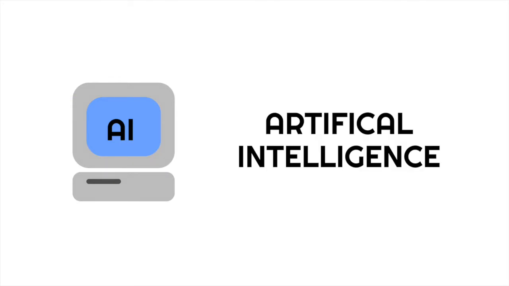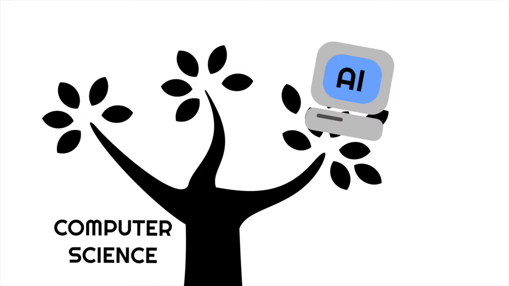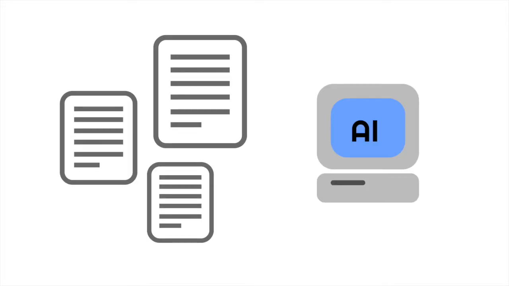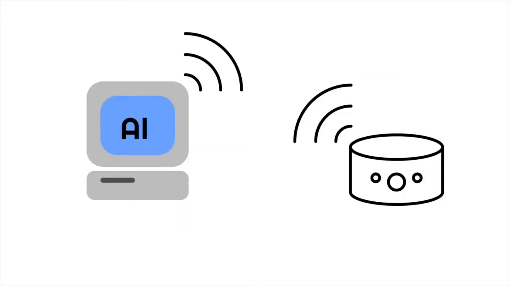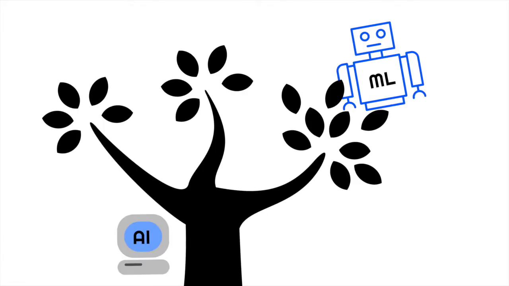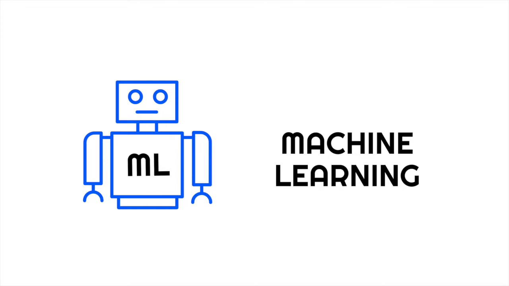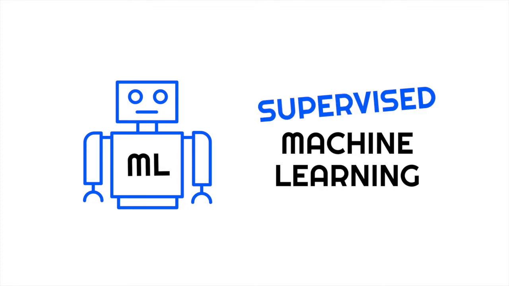So what is AI? AI, or artificial intelligence, is a branch of computer science. It uses datasets to train computers to perform intelligent behaviors. An example of intelligent behavior would be the ability to hold conversations. If you've ever used Siri or Alexa, you've experienced interacting with AI. One of the types of AI is machine learning. There's a whole lot to learn about machine learning, but for the purposes of this quick course, we're going to focus on one particular type of machine learning, supervised machine learning.